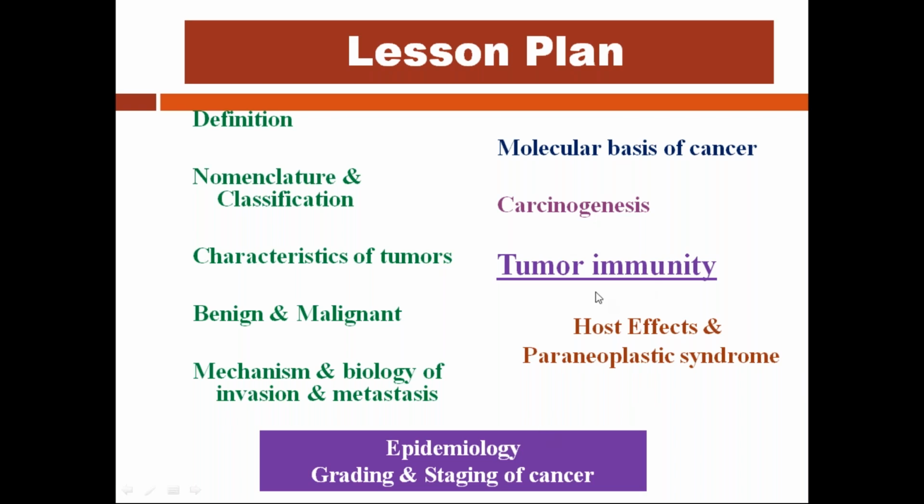Okay, so I think today I've kept similar colors, purple color, the tumor immunity. Following which I'll be just telling about the epidemiology of cancer and how the tumors are graded and staged. Epidemiology of cancer will also be taught to you in community medicine, but you have to just know the idea, the outline of these two subtopics. But tumor immunity is an important core competency which you have to know.